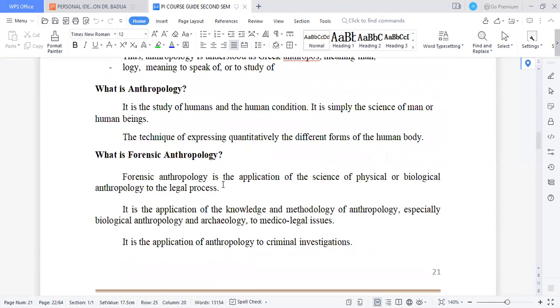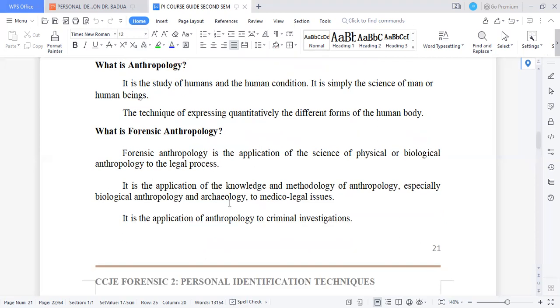Another terminology that we must know is forensic anthropology. It involves the application of the science of physical or biological anthropology to the legal process. So if there is some sort of question about a certain physical evidence that is needed in the court of law, they are the ones who will be in charge. It is in this field that there is a need to examine the physical or biological evidences that have been obtained from the crime scene.